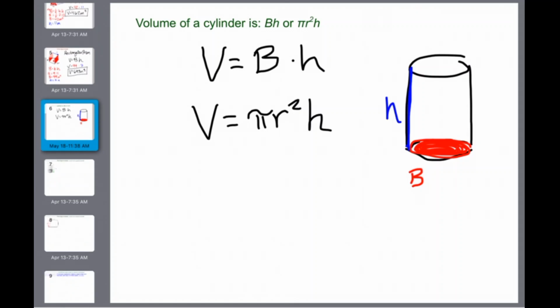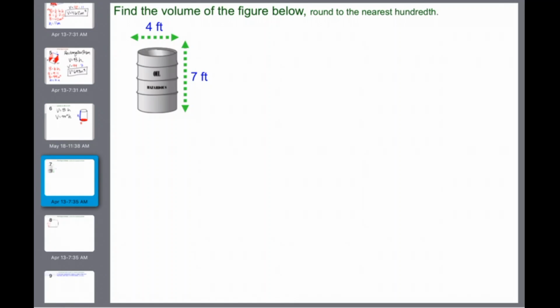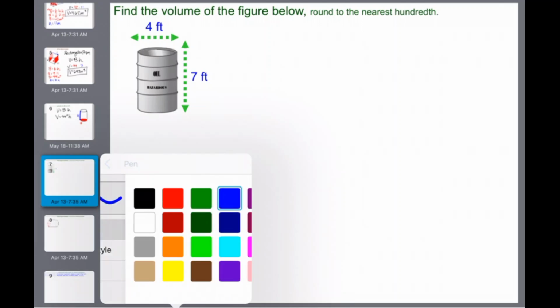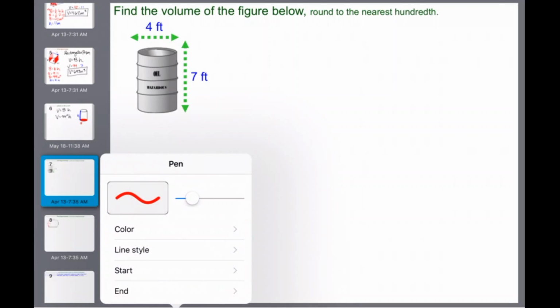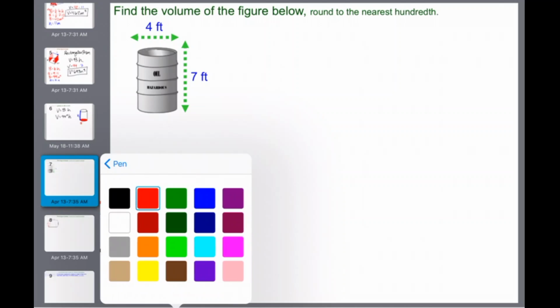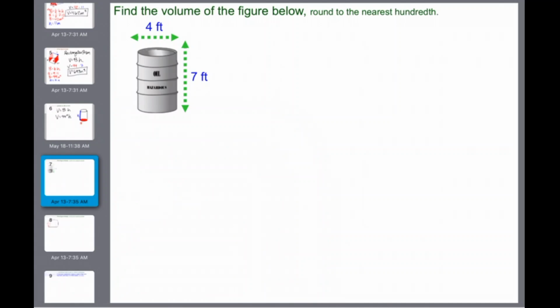Alright, so we're going to find the volume of some cylinders. So our first one here, we have an oil drum, and we want to find the volume of this cylinder. Alright, if you want to pause the video and try it out for yourself, please do so. But we have, since this is a cylinder, we have our volume is going to be pi r squared times h. So all we need is r and h.